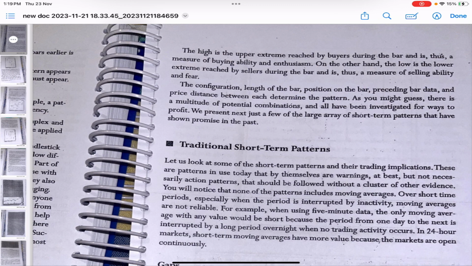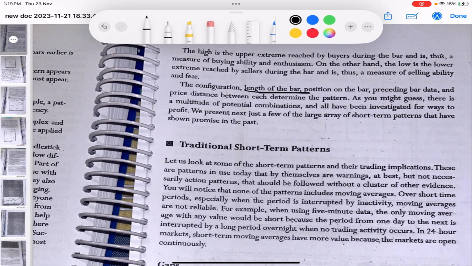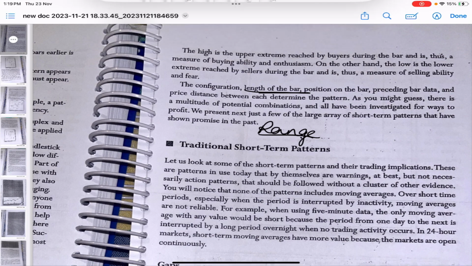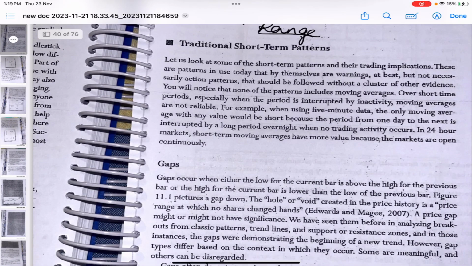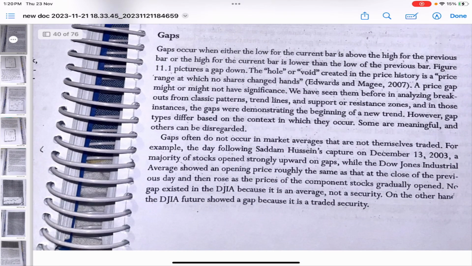And the configuration or the length of the bar is basically going to show you the range of the bar. So if you're talking about forex, how many pips it traveled in a day, or how many rupees it adjusted today. So what was the range of the bar? Now, when we come to traditional short-term patterns, let us look at them. These are the short-term patterns.